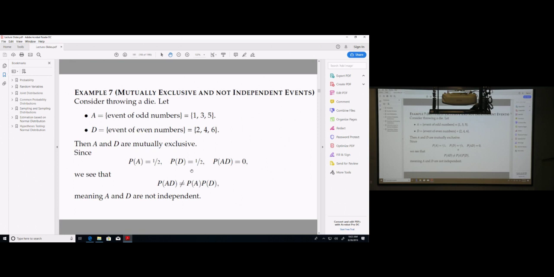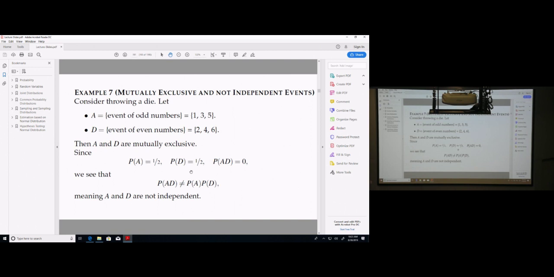Okay, now, this is examples 7, 8, and 9 that I'm trying to show you from the table. There is no point looking at the mutually exclusive and independent case, because our earlier discussion showed that if you have mutually exclusive events, unless in some trivial situations, the two events can't be independent.